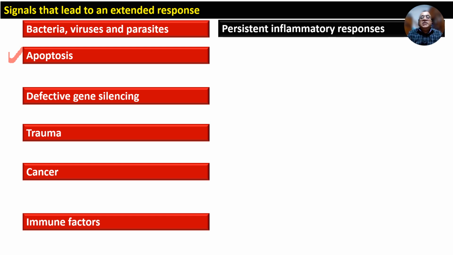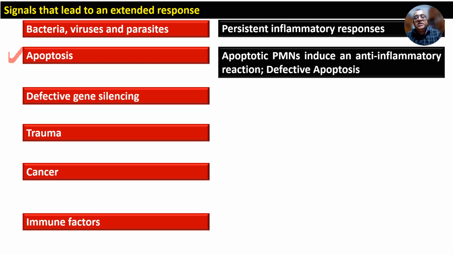The bacteria, viruses, and parasites are persistently present. They are sometimes difficult to remove, and they result in chronicity. Then apoptosis: we know that neutrophils have a specific way of degradation, that is NETosis, and they form neutrophil extracellular traps or NETs. So that invites more cytokines and invading agents.